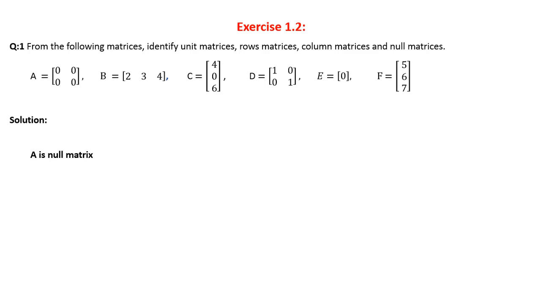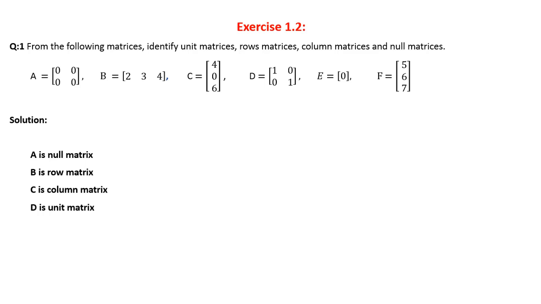B is equal to the matrix having elements 2, 3, 4. Only one row, so it is called a row matrix. C is equal to the matrix having elements 4, 0, 6. Having only one column, it is called a column matrix. D is equal to the matrix having elements 1, 0, 0, 1. On the diagonal, the elements are 1 and 1, so it is a unit matrix.